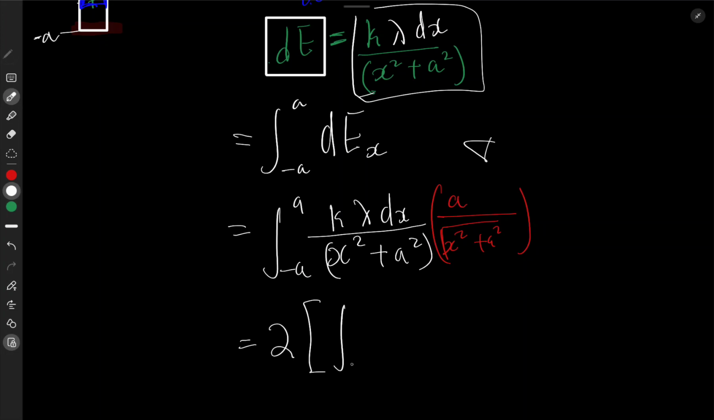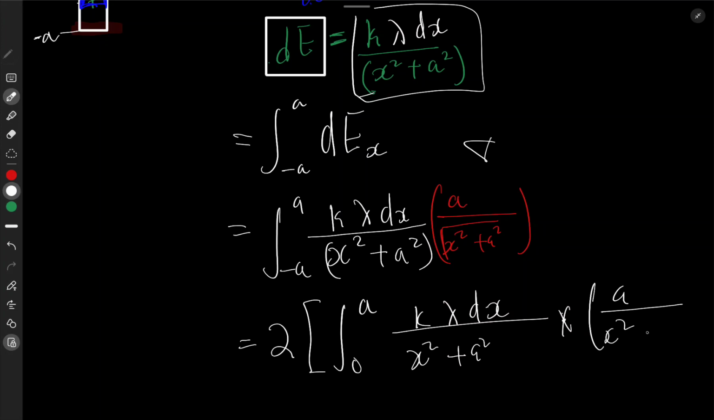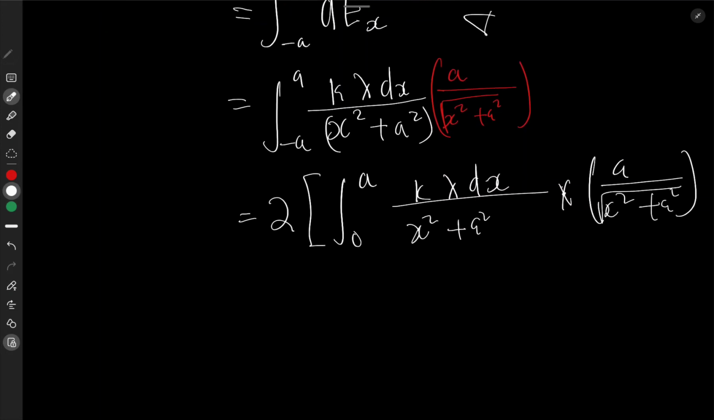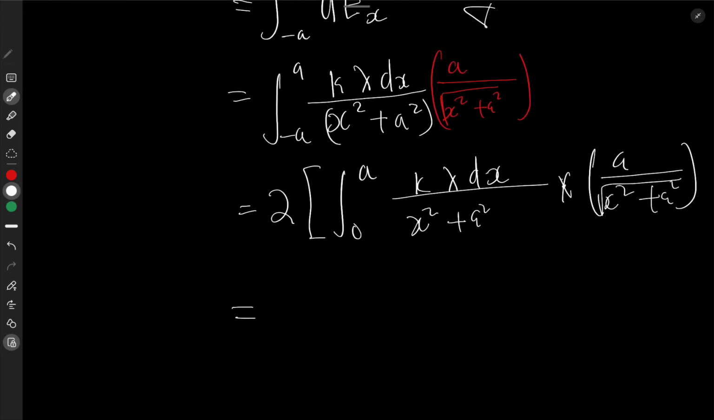And then now I'll integrate from 0 to a of k lambda dx all over x squared plus a squared, multiplied by a all over x squared plus a squared, that is under root from Pythagoras. Then I still go down. Okay, what do I do next? Okay, let me think.